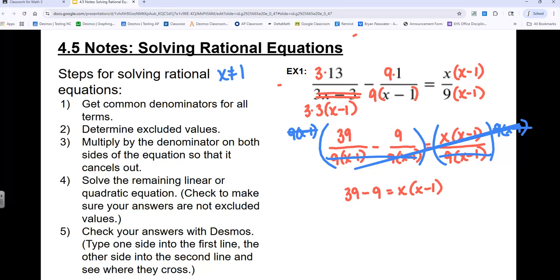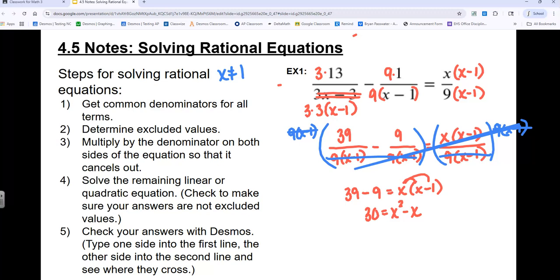Okay, so at this point, you should either have a linear or a quadratic equation. So we're just going to solve that linear or quadratic equation. So 39 minus 9 is 30. I'm going to distribute this x right here. So I've got x squared minus x. This is going to be a quadratic equation because it's got x squared.